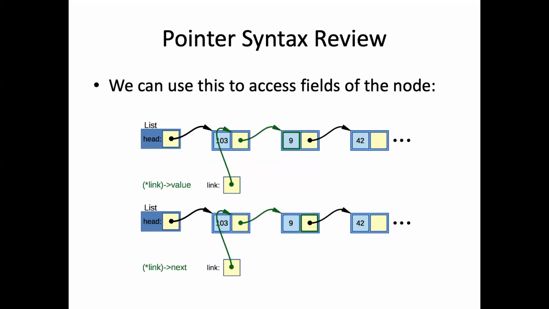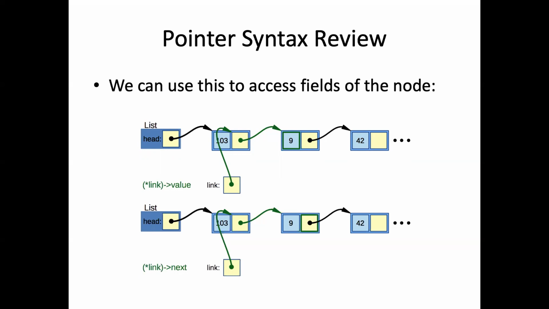So you can use that to get any of the fields in the node, again, with just a little bit of extra syntax. If you dereference link and then use arrow to get value, you get its value field. Same kind of thing for the next field. I mentioned already here, we do need the parentheses around that. Otherwise, we don't get the precedence we want in this case.